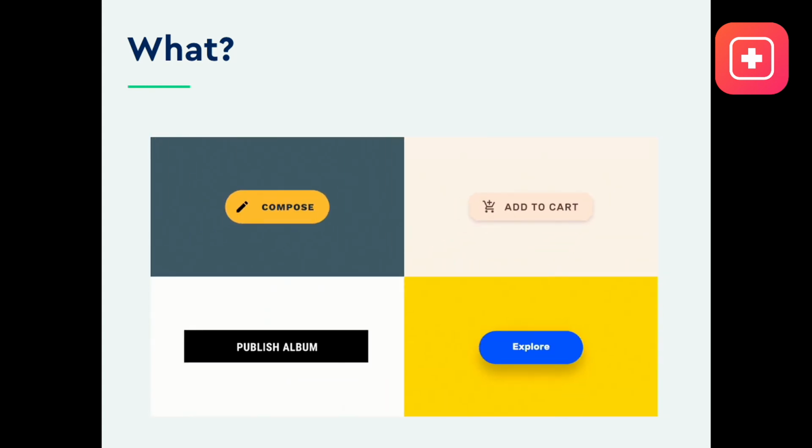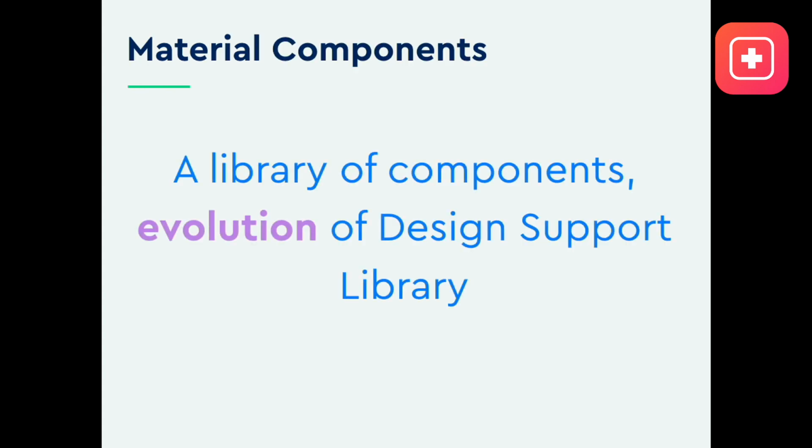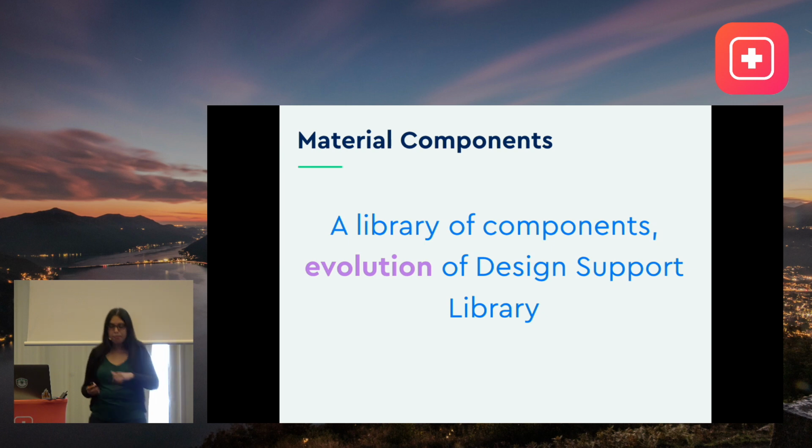And in order to do this, you want to be using the Material Components library, which is an evolution of the design support library and contains some shiny new widgets and attributes. An example of a new widget is the bottom app bar. And all future updates now go to the Material Components library and not the design support library. So you want to be using this library as soon as possible. If you migrate to Android X, it does this migration for you automatically.